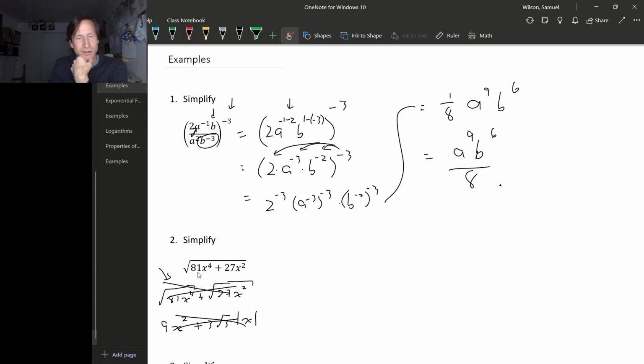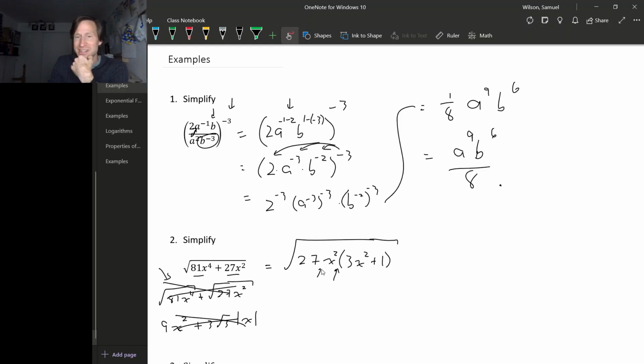Well, for this particular example, I see that these two pieces of this sum actually have a lot in common. So inside of this square root, they have a factor of 27 in common, and they have a factor of x squared in common, like this. And then the stuff that's left over is, I guess, 3x squared plus 1.